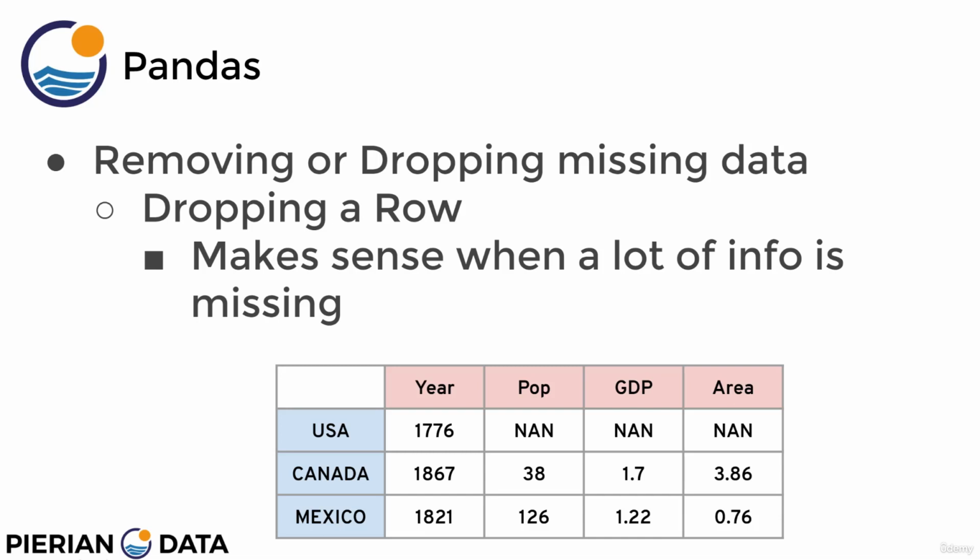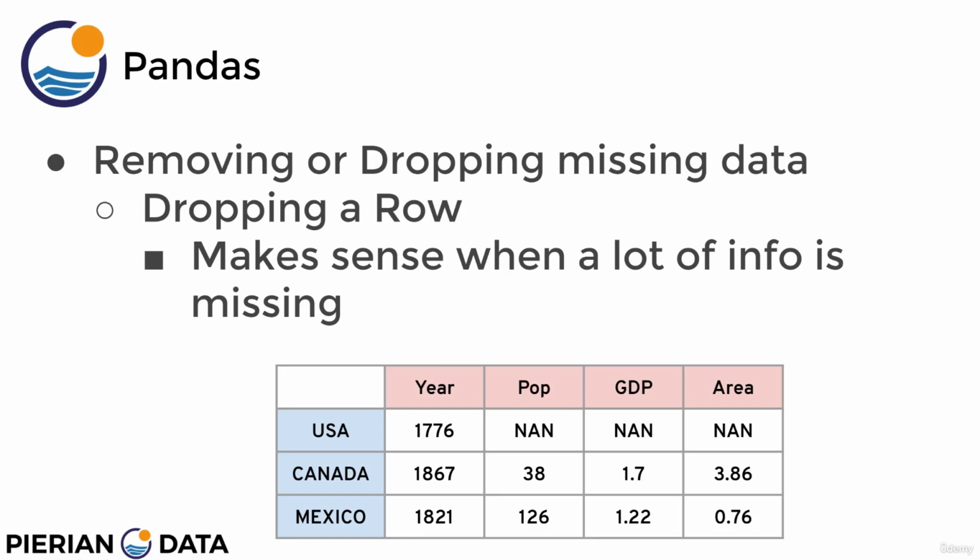So we can see here for the United States, we only have the year. We're missing population, GDP, and area. For this particular case, it wouldn't make sense to drop population, GDP, and area because we have that information for all the other rows except for USA. And in this particular situation, we're going to pretend that we can't just look up population, GDP, and area.